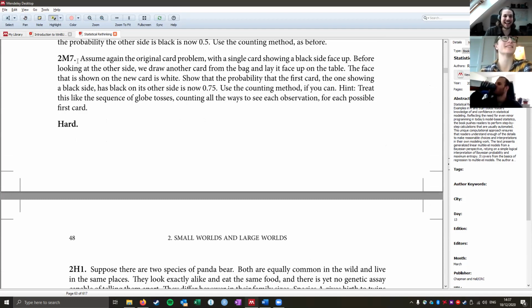So M7. M7 is assume again the original card problem. 3 cards, black-black, black-white, white-white, with a single card showing a black side face up. Before looking at the other side, we draw another card from the bag and lay it face up on the table. The face that is shown on the new card is white. Show that the probability of the first card, the one showing a black side, has black on its other side is now 0.75. Use the counting method if you can. Hint: treat this like the sequence of globe tosses, counting all the ways to see each observation for each possible first card.